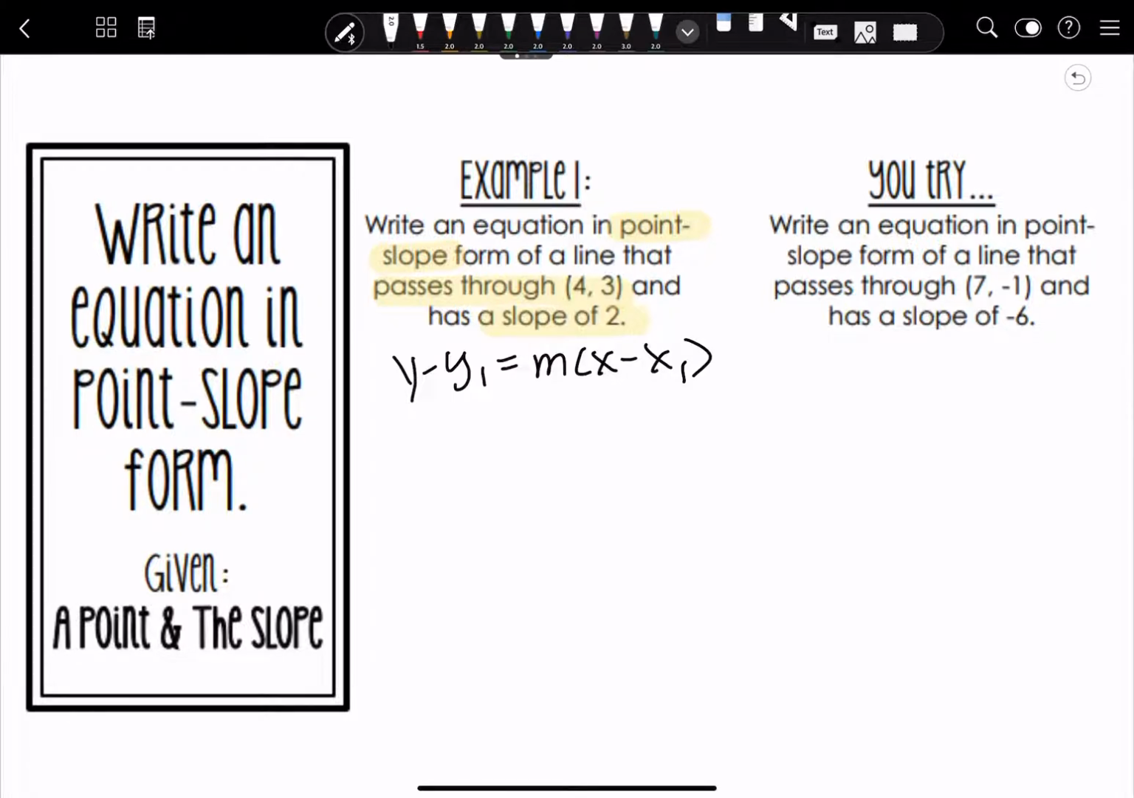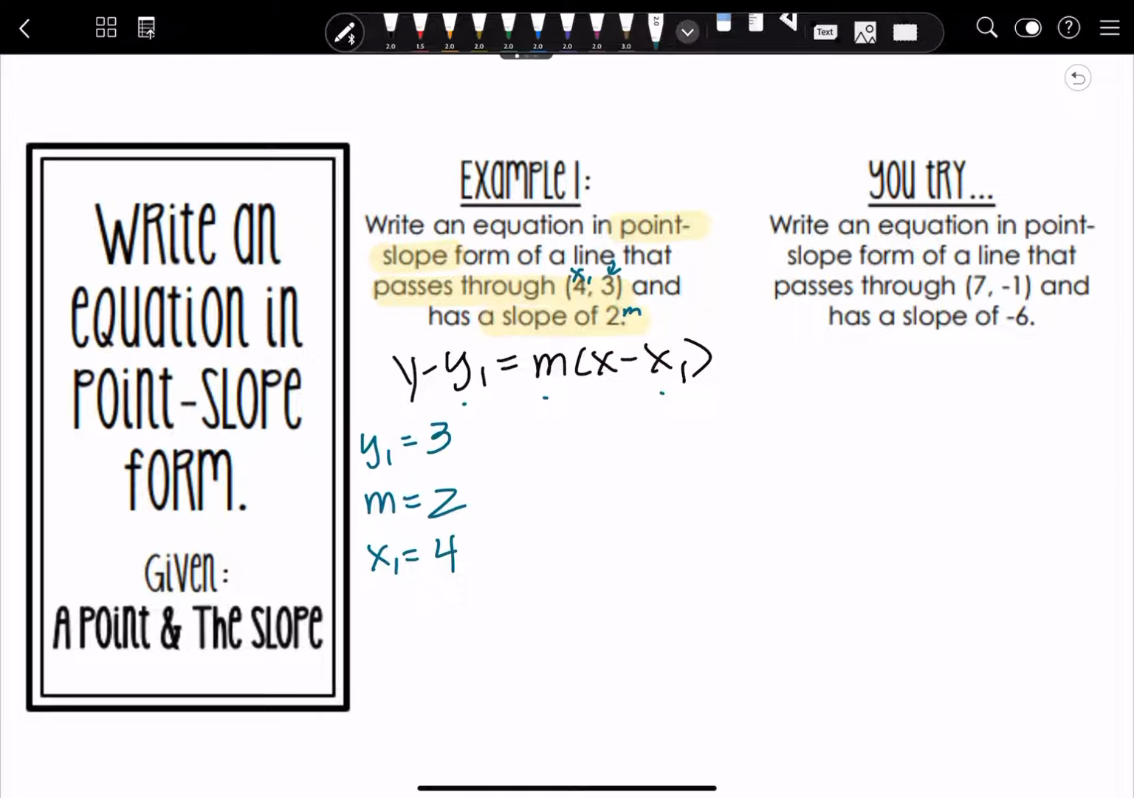All right, you need 3 things for this. I typically like to write it in the order that I have to plug it in, which is something we're not used to. I'm going to do y1 equals, m equals, and x1 equals. That's in order left to right of how we see the formula. Our y1 in this case is a 3. Our m is a 2. Our x1 is a 4. You're going to take this and drop it in.